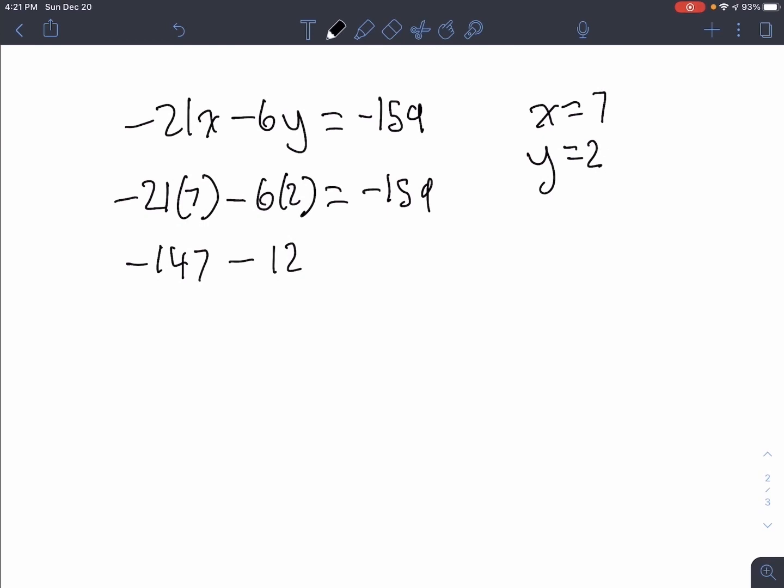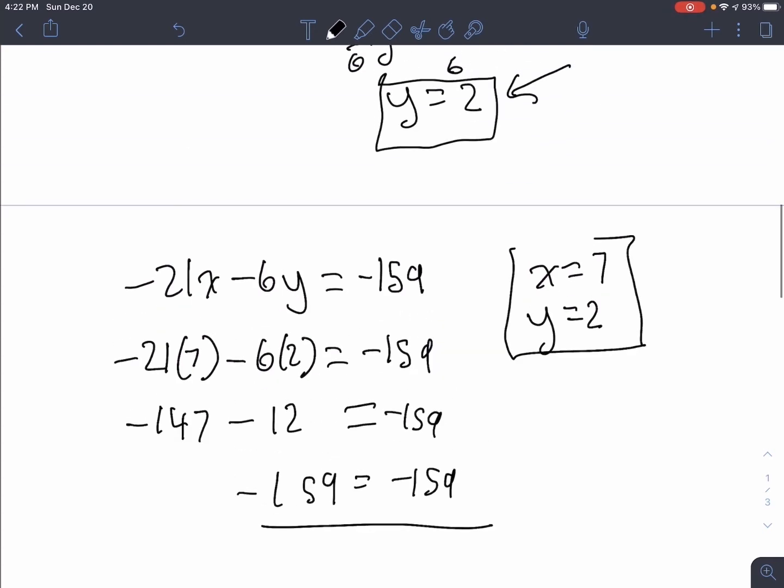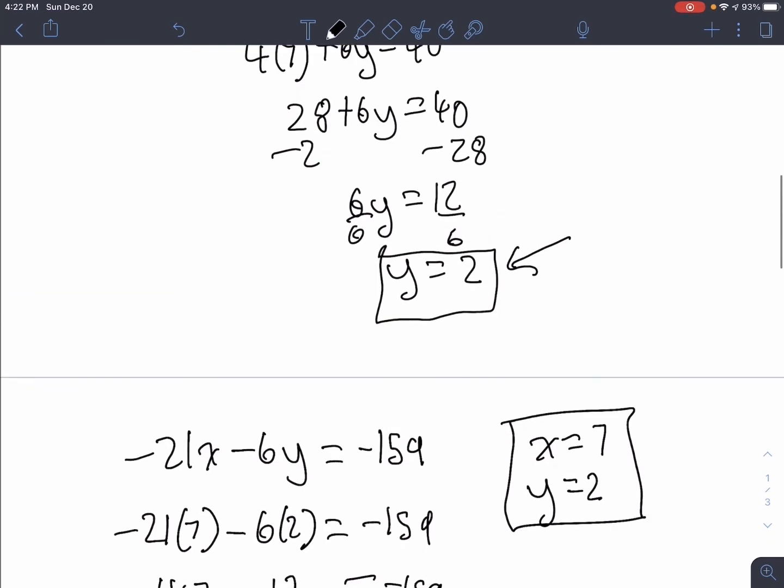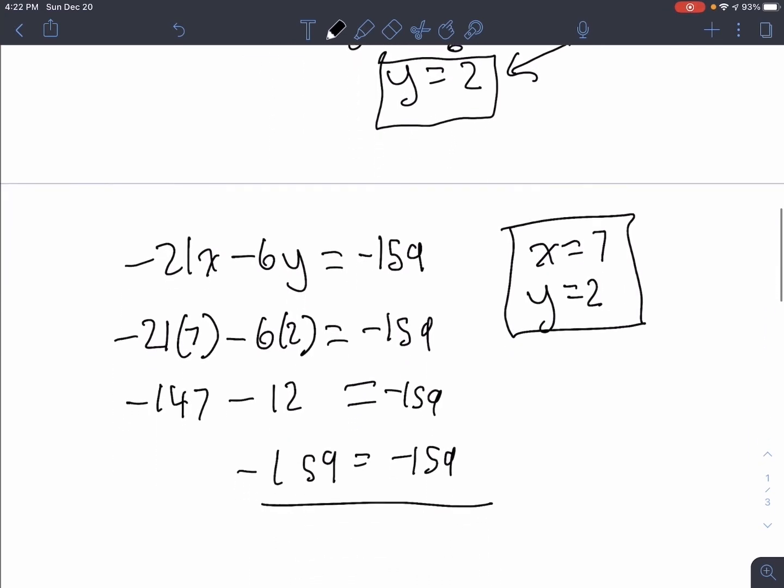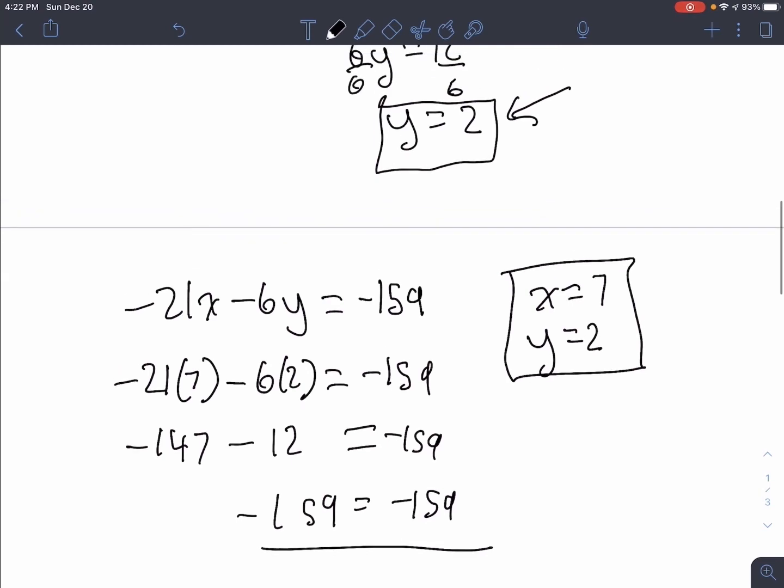Negative 147 minus 12 is equal to negative 159. So negative 159 is equal to negative 159. Now, since that is a true statement, we know that these values for x and y are correct, and we solved the equation correctly. Let's do one last problem for elimination, and we can move on to the substitution method.